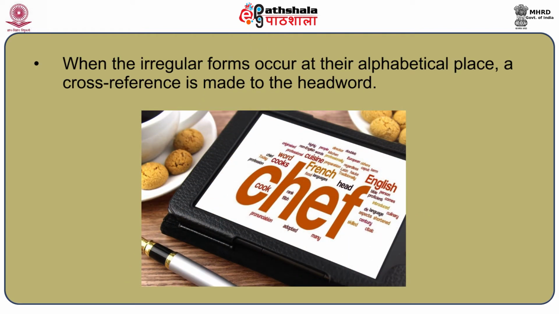Although the canonical forms are selected as headwords, all the forms in a paradigm need to be examined because irregular forms like man and men, buy and bought, write and written require special treatment since they cannot be covered by the general rules of inflection. The irregular forms are included in the dictionary to show their relation to the canonical forms. Generally, such forms are treated in the following way in the dictionary. The canonical form is given the status of a headword, and the irregular forms are given along with it in the entry. When the irregular forms occur at their alphabetical place, a cross-reference is made to the headword.